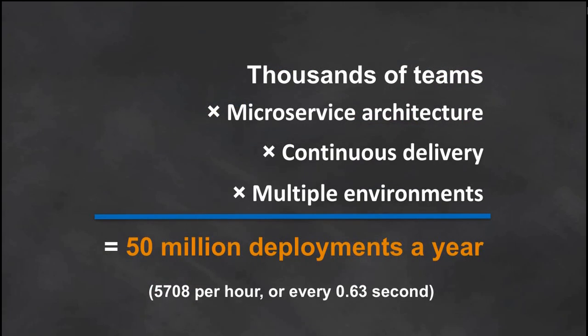So what does success look like? Now there are a lot of ways you can measure the process, and no one way is perfect. But here is one data point. When you have thousands of independent teams producing highly factored microservices that are deployed across multiple dev, test, and production environments in a continuous delivery process, you get a lot of deployments. At Amazon in 2014, we ran over 50 million deployments. And that's an average of 1.5 deployments every second.